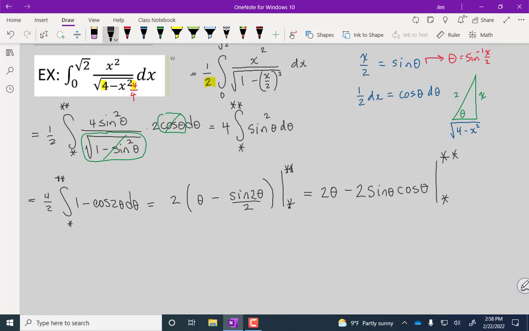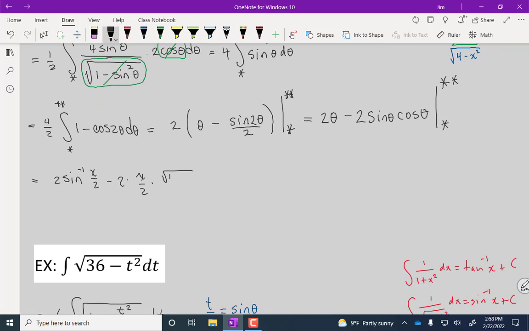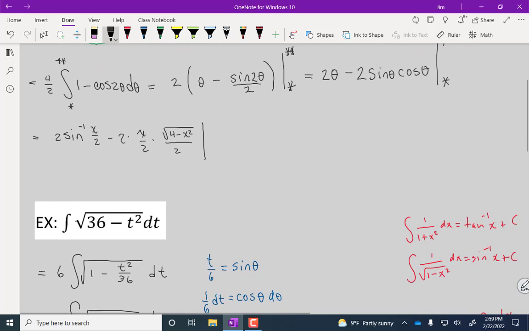So we're ready to back substitute. So we have 2 times inverse sine of x over 2 minus 2 times sine of theta, which is x over 2, times cosine of theta. We look at the cool triangle. Cosine of theta is adjacent over hypotenuse. So that's going to be the square root of 4 minus x squared divided by 2. And then these are now back to x, so the limits are 0 and square root of 2. Now we're ready to evaluate. These 2s can cancel.